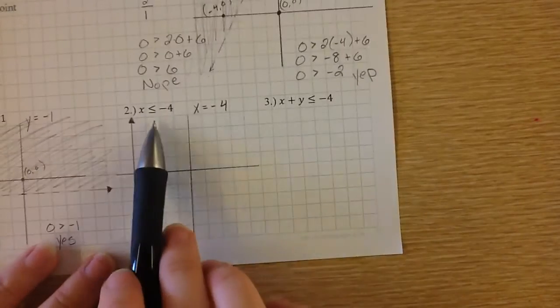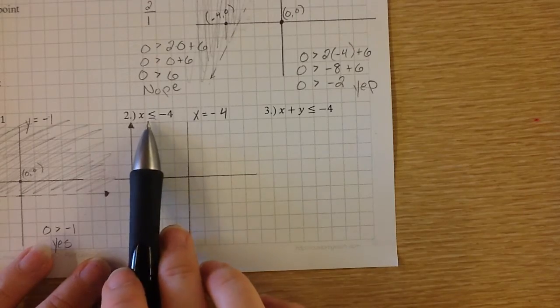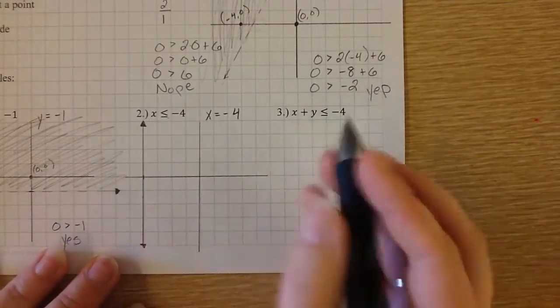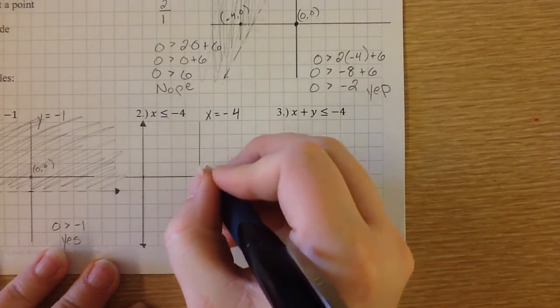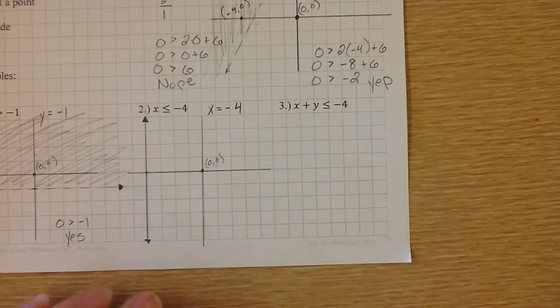Okay, now look, is it dashed or solid? Well, I'm less than or equal to, so that tells me it's going to be solid since I have the equal to component. Okay, and then we test a point. So again, let's come over here to test 0, 0. Do you notice I always test 0, 0? You don't have to. You can test any point you want, but zeros are easy to put in.